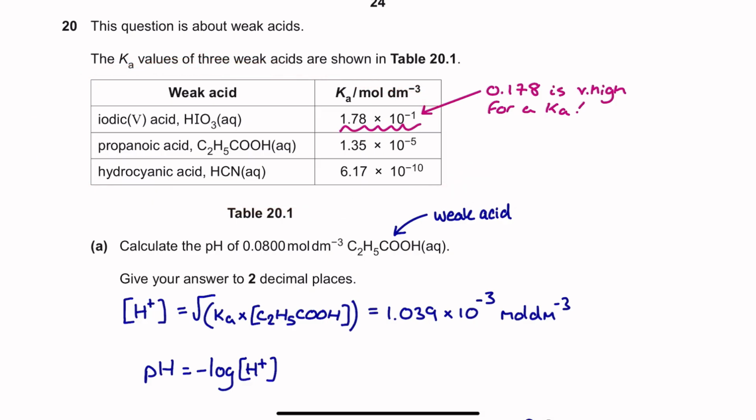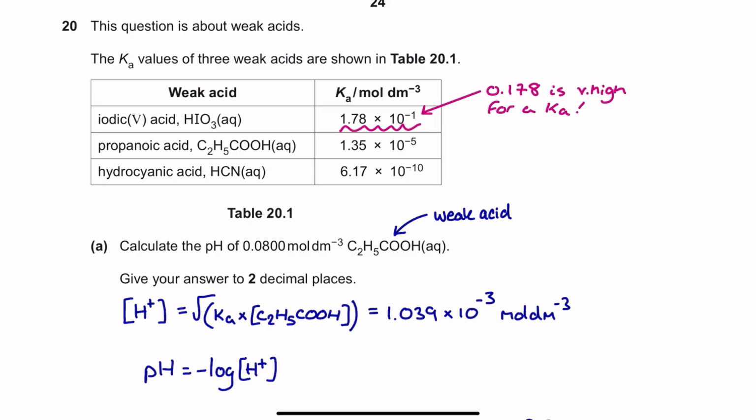The very first thing I noticed here is, I have no idea why other than maybe to hide it, but they've written this one, which is for iodic(V) acid, as 1.78 times 10 to the power of -1. Okay, that is 0.178. So it is a bit excessive maybe to put this here, but I suppose it's in keeping with the rest of the data.